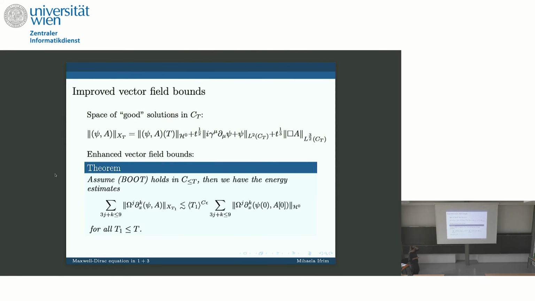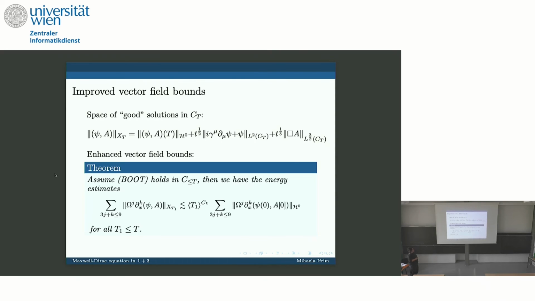So going further, we had the energy estimates, we had everything, and now we want to get improved vector fields bounds. So this has nothing to do with what we've done before. This has something to do with us getting better Klein-Gordon-Sobolev embeddings, estimates for the solutions. So, pointwise estimates. So what do we do?